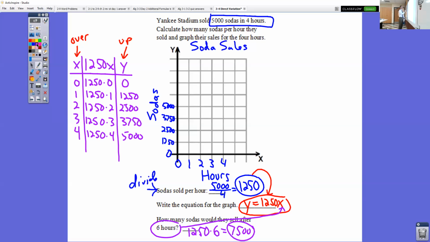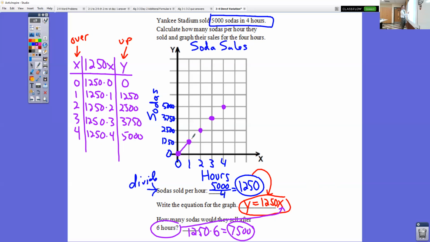So now I'm ready to graph 0, 0. In 0 hours, they sell 0 sodas. In 1 hour, they're selling 1,250 sodas. 2 hours, 2,500 sodas. 3 hours, 3,750 sodas. 4 hours, 5,000 sodas.